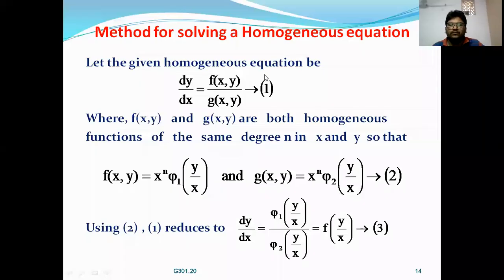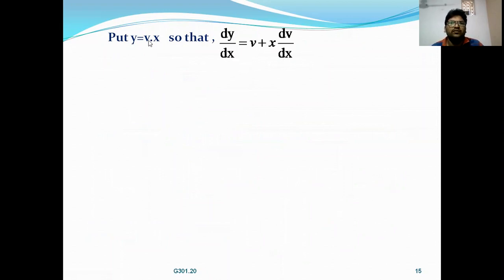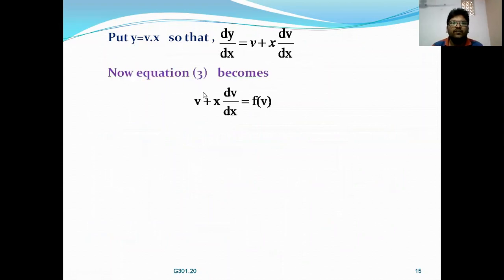Okay, so next put y = vx, so that the equation becomes dy/dx = v + x dv/dx. After differentiating y = vx, we get dy/dx = v + x dv/dx. So now equation 3 becomes v + x dv/dx = f(v).